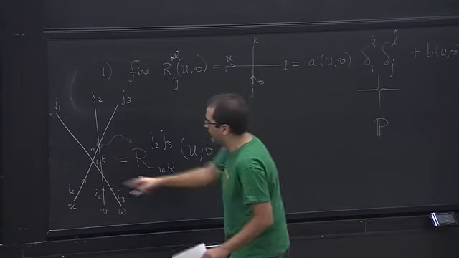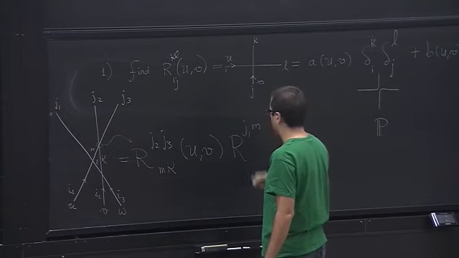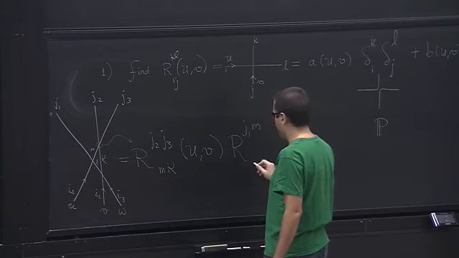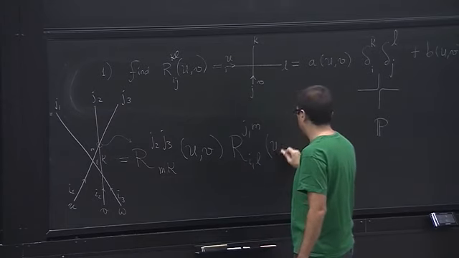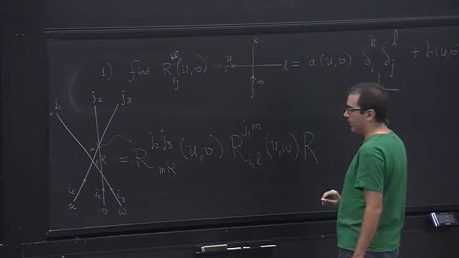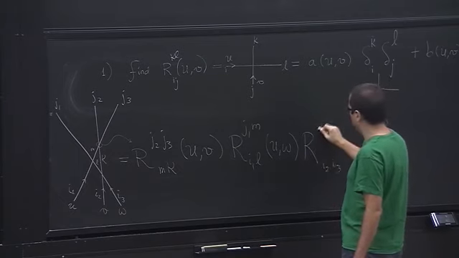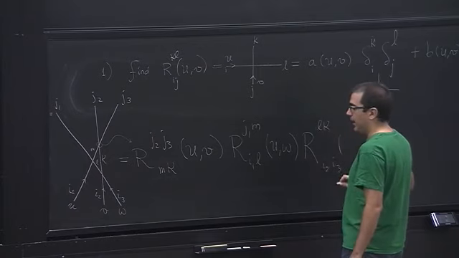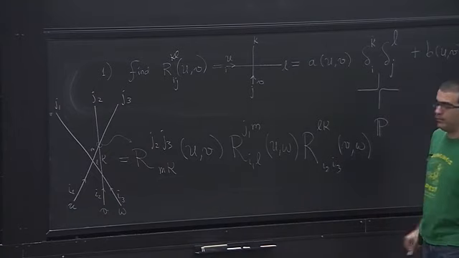Times R. The next one has outgoing indices J1 and M, incoming indices I1 and L, and rapidities U and W. And the final one, the bottom one, has incoming indices I2, I3, outgoing indices L and K, and rapidities V and W. Okay?